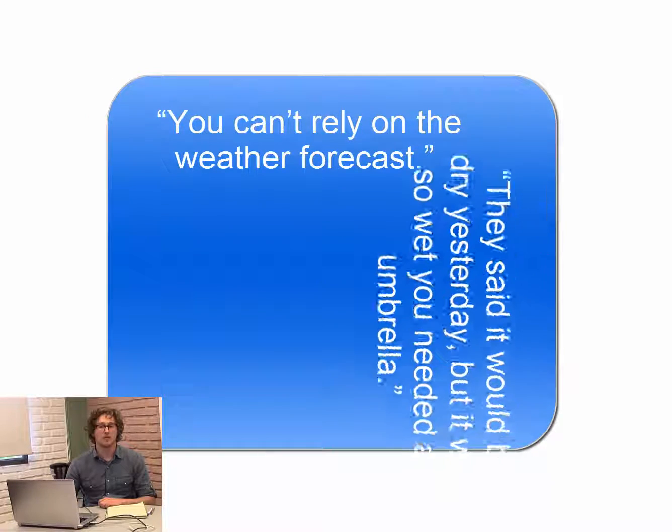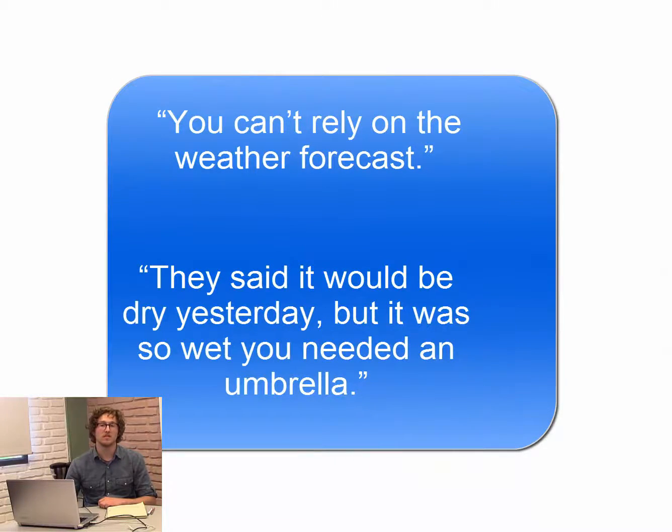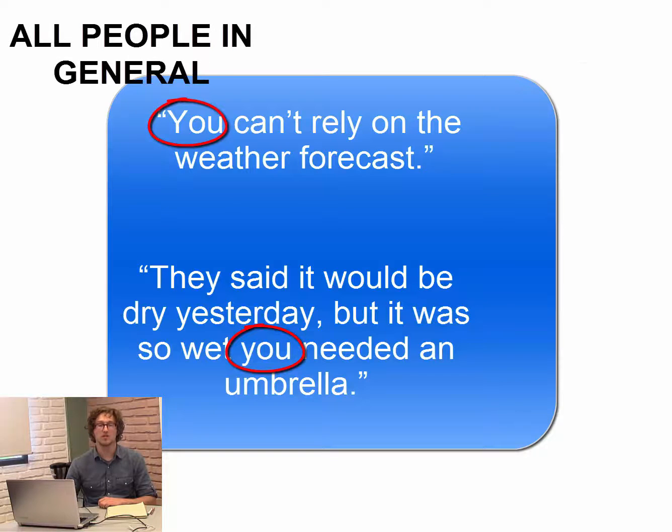For example, look at these 2 sentences. You can't rely on the weather forecast. They said it would be dry yesterday, but it was so wet you needed an umbrella. In these 2 sentences, you means all people in general.